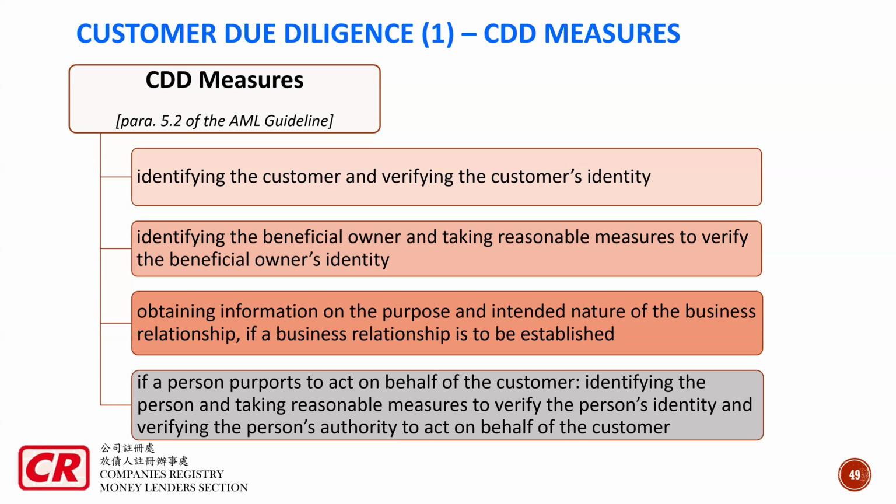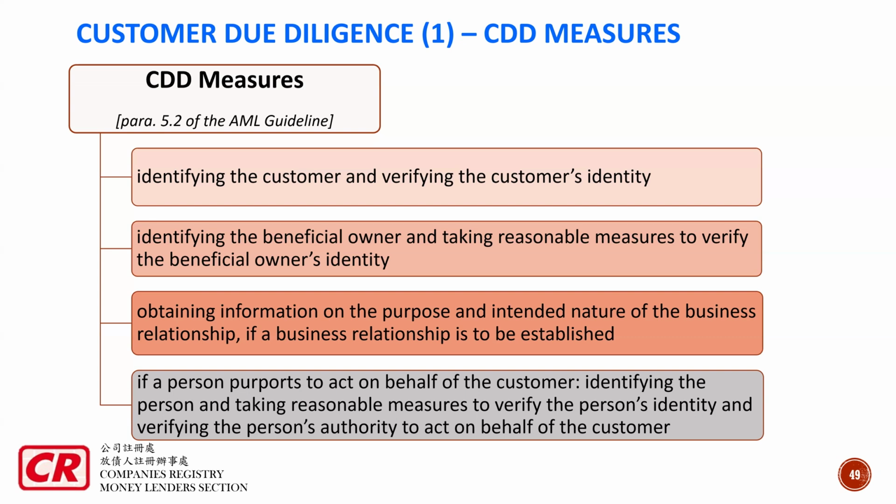So we now take a look at what the standard CDD measures are. First of all, licensees need to identify the customer and to verify the customer's identity. Not only the customer, licensees should also identify the beneficial owner and take reasonable measures to verify the beneficial owner's identity. Also, licensees should obtain information on the purpose and intended nature of the business relationship, unless such purpose or intended nature is very obvious.